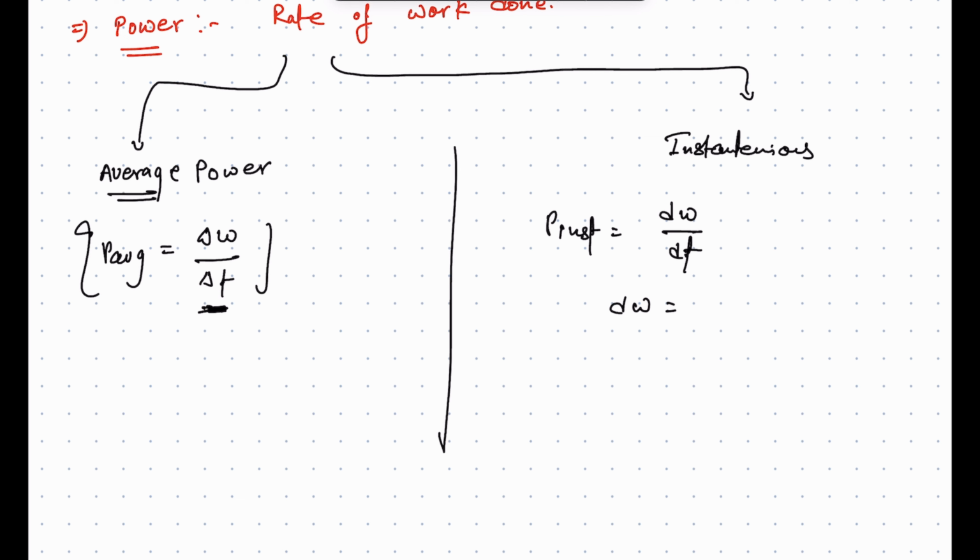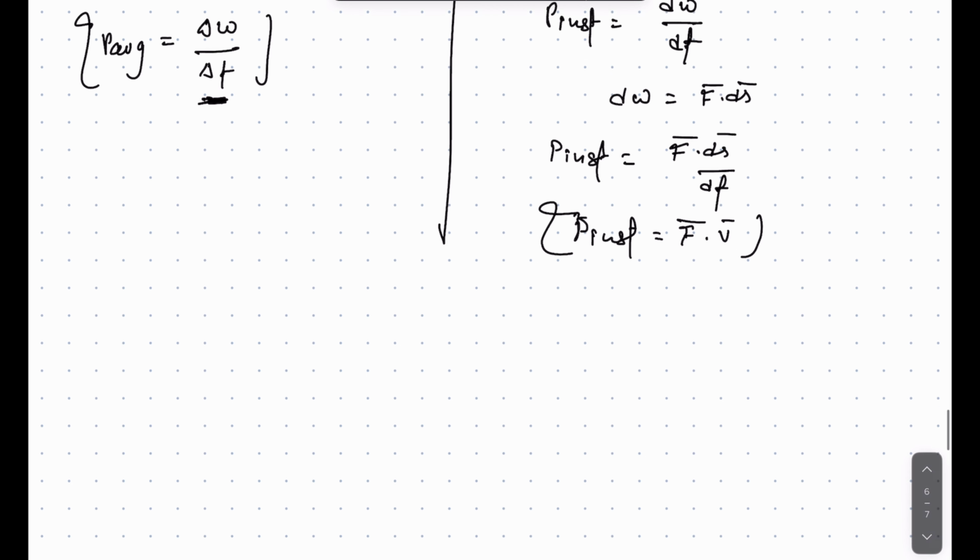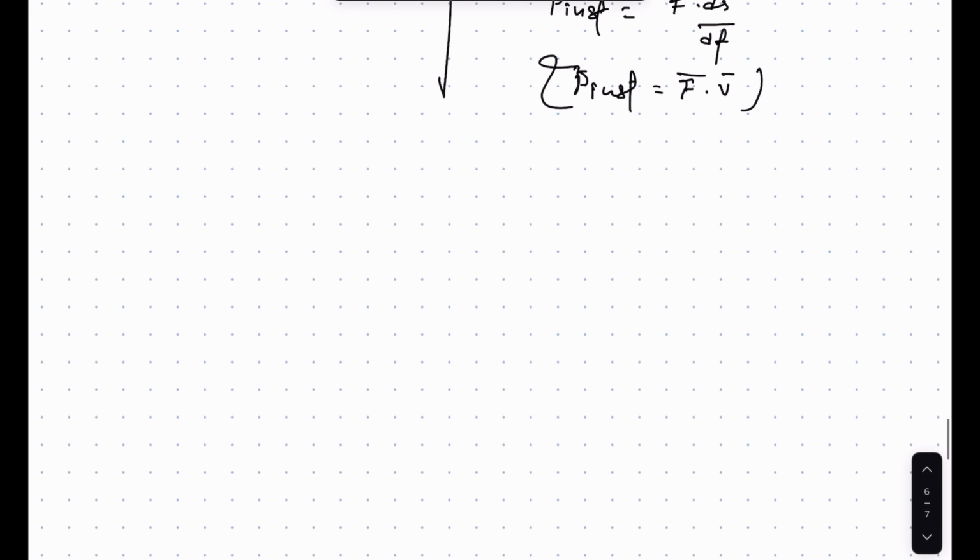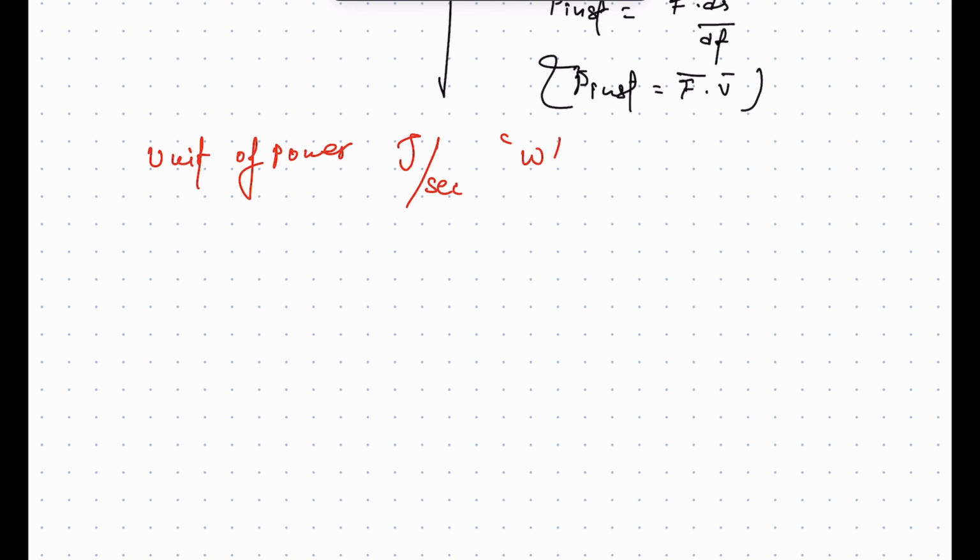Then dW can be written as F vector dot ds vector. So from here, P instantaneous is F vector dot ds vector divided by dt. So it also becomes P instantaneous is F vector dot v vector. Okay, what will be the unit of power? The unit of power is joules per second, and it is also called watts.